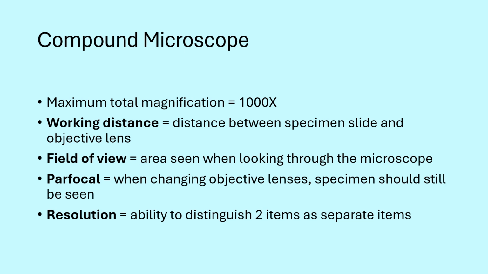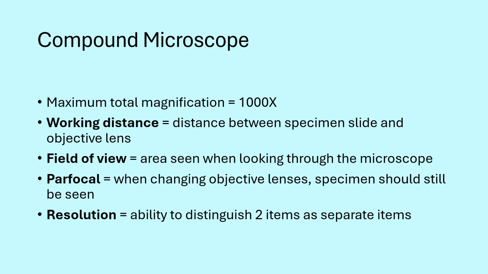Parafocal and resolution are two additional terms that you often hear associated with microscopy. Parafocal, this just means that when you change from one objective lens to another, the specimen should still be seen. If you have it in the center of your field of view, when you switch that objective lens, you should still see something there. Now, it may not be completely in focus, but at least you could see a shadow. Usually you can still see most of the object, but you may have to focus it.